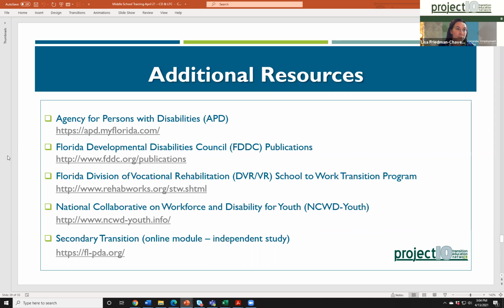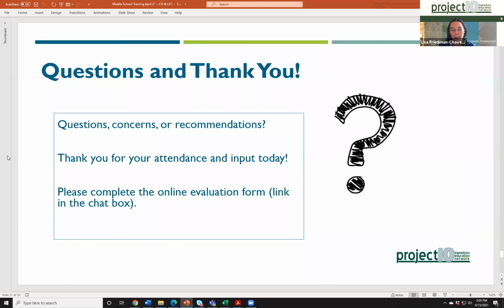We have some additional resources on the slide, and APD, I mentioned them, the Agency for Persons with Disabilities. If that student does have a Medicaid waiver support coordinator, make sure that they are involved in the transition planning process. The Florida Developmental Disabilities Council has lots of wonderful publications as well. VR is there. They do have a great flyer for pre-employment transition services. It's also available in Spanish. NCWD Youth has great resources as well. And there is a secondary transition online module. It's being updated, but you can still access the previous version. Some references.